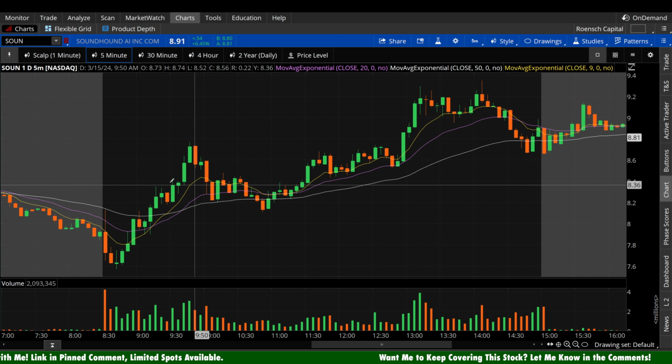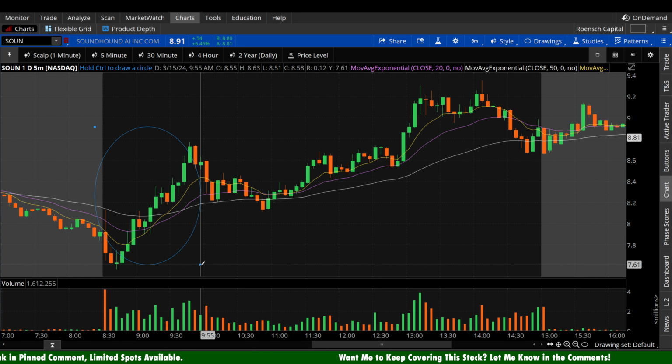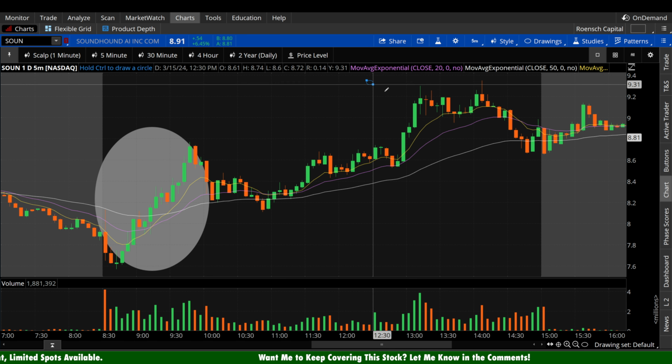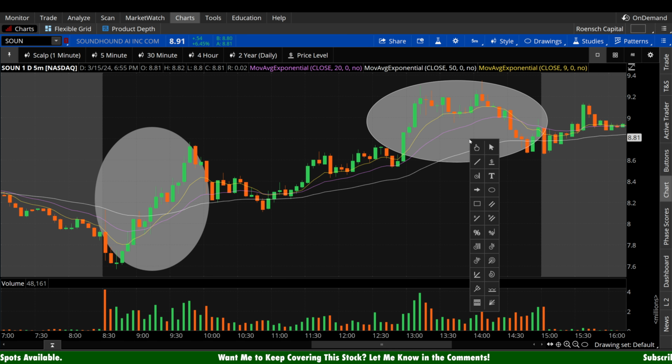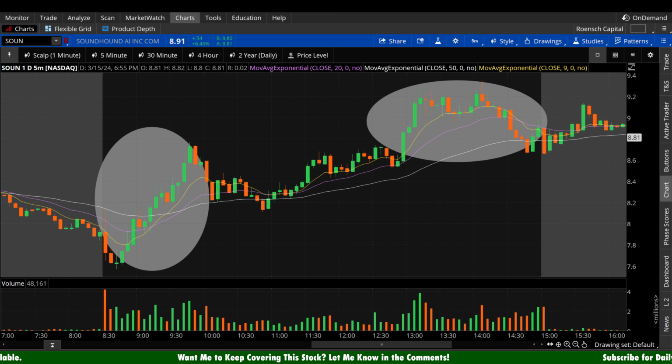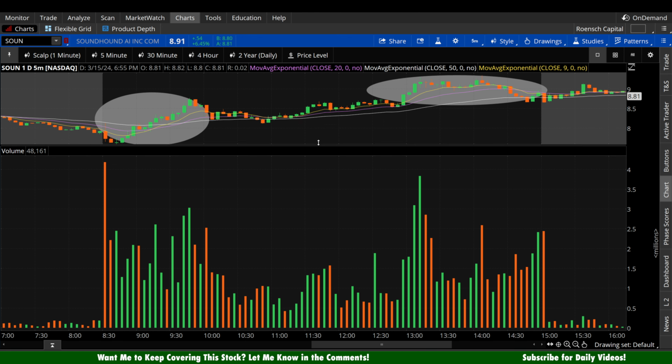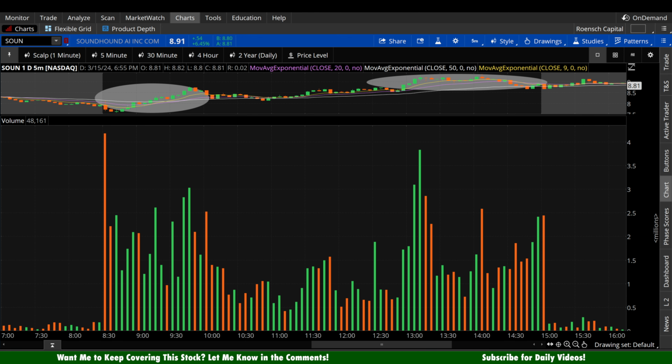So the moves that I'm most interested in here are going to be this rip after that quick dip off the open, and then this upside move here, and then the fade into the close. I'm going to call those one move, that little plateau there. So let's see if we can pull any interesting bias out of today's 6.5% green day.